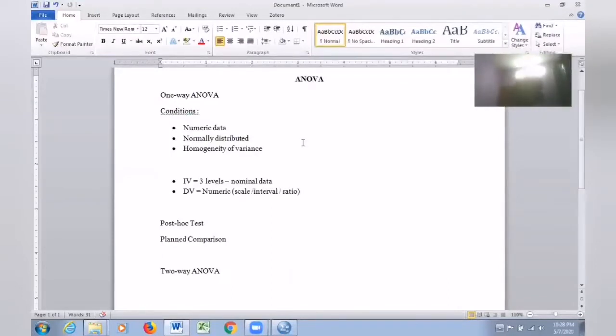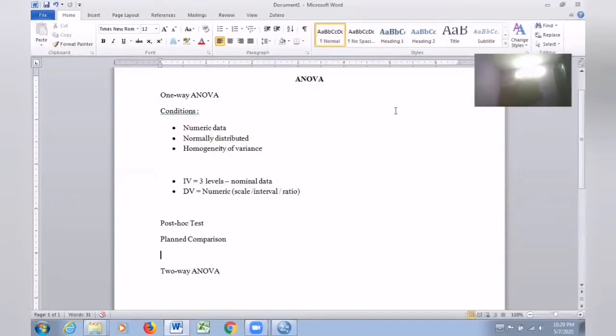ANOVA has many variations. We have one-way ANOVA, two-way ANOVA, three-way, four-way, whatever it may be. We have MANCOVA, ANCOVA, many different kinds of analysis of variance. But in today's session, we'll talk about only two things: one is one-way ANOVA and another is two-way ANOVA.